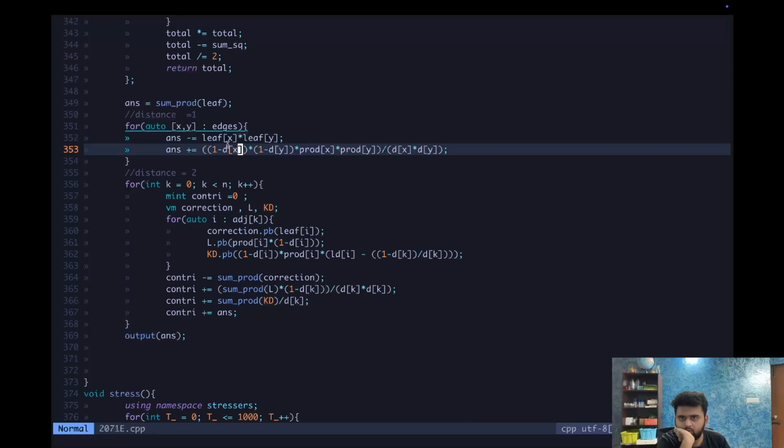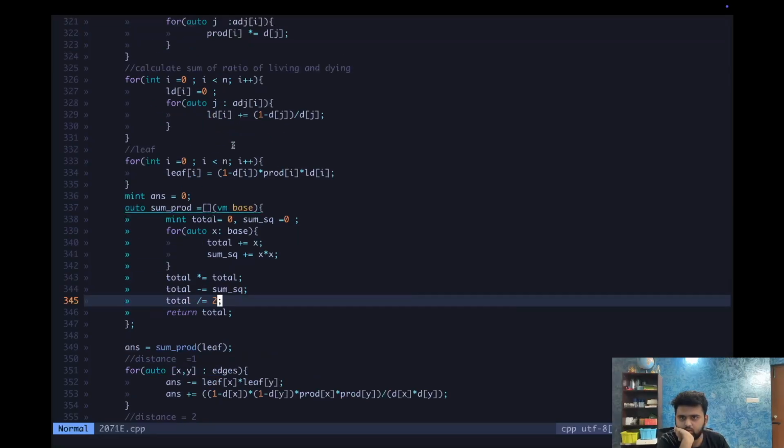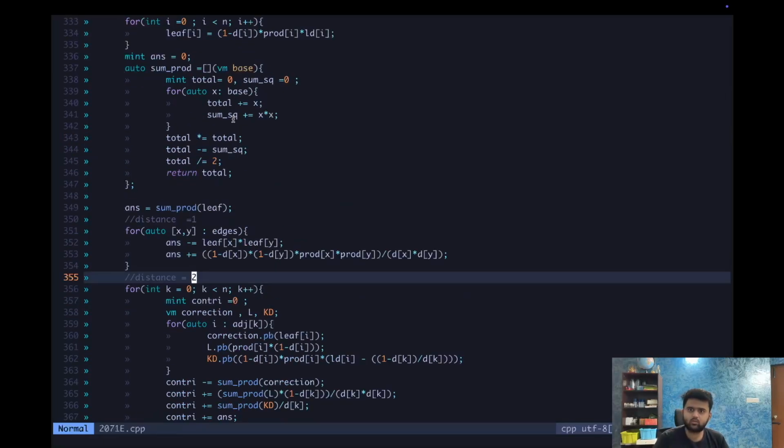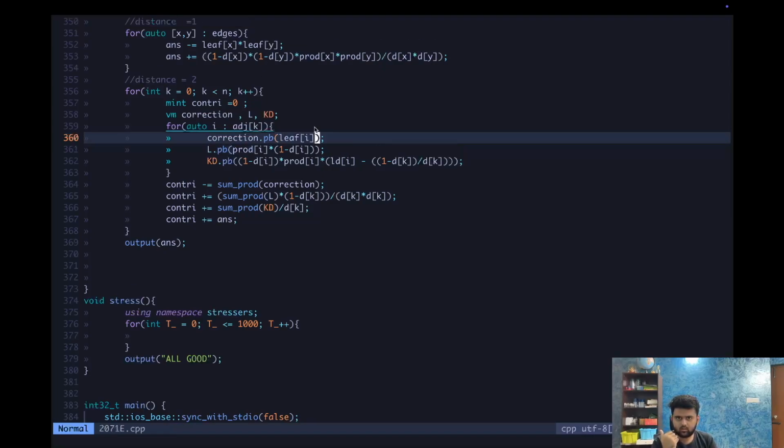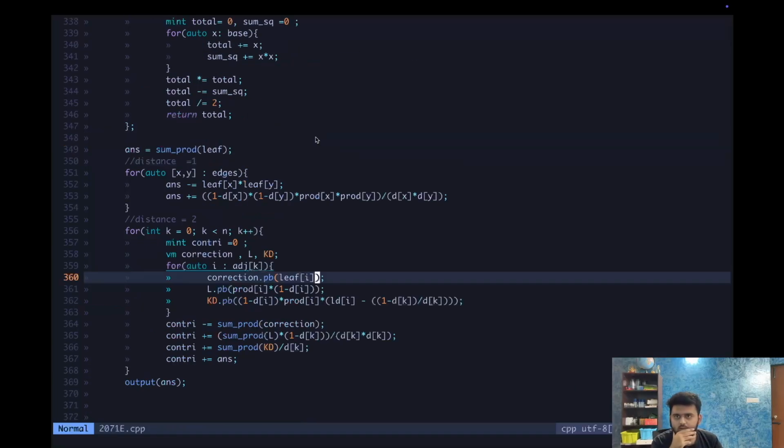So the probability of the distance one case was 1 minus dx times di times product of x living, product of all of its neighbors dying, divided by x and y actually dying. So this seems to be correct. And here the correction term is also correct, I think.